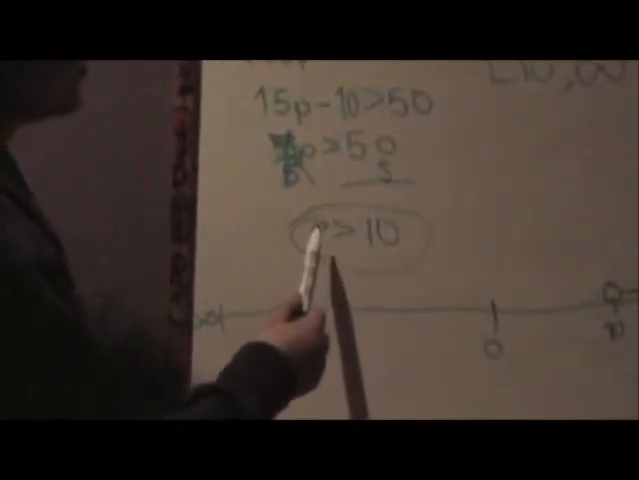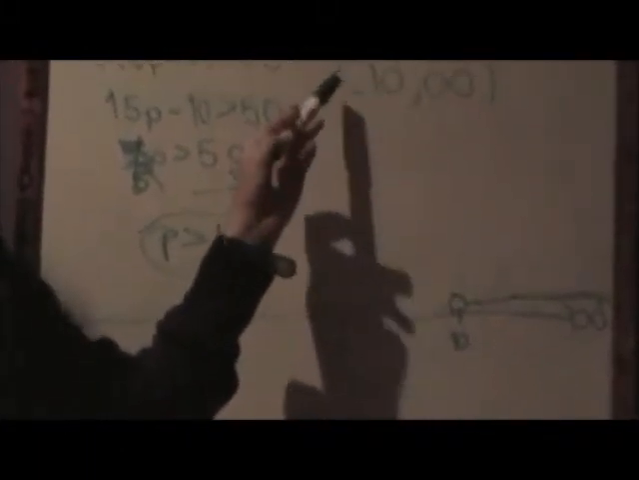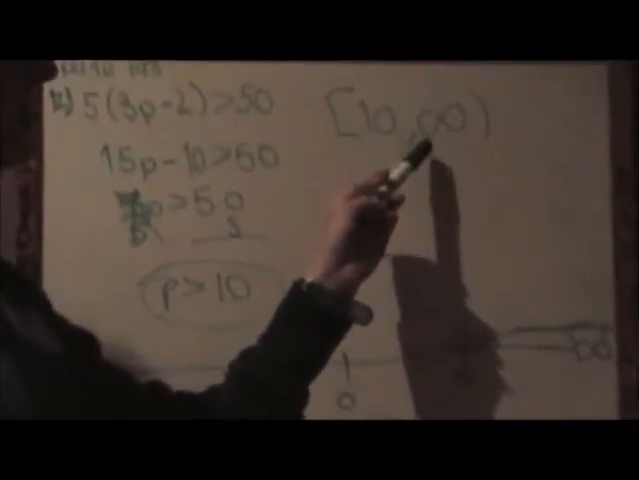So 50 divided by 5 is cancelled, and 50 divided by 5 is p, it's more than 10. Okay, so then we have to make the line and locate the 10. Then it's a circle, but it's a whole circle. And then we have the result, that is brackets 10 and infinite parentheses.